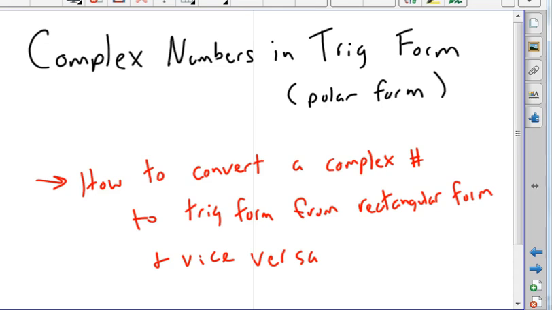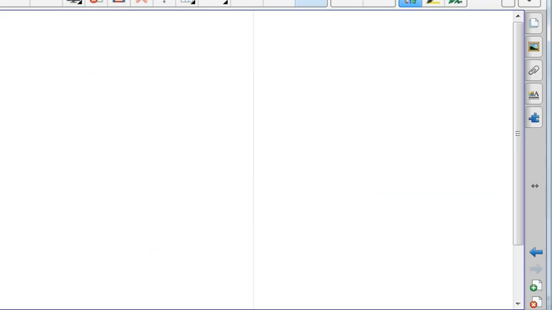Alright students, so today we're talking about complex numbers in trig form, also known as polar form. Specifically how to convert a complex number to trig form from rectangular form and vice versa. So going back and forth, we're going to look at some theory, then we'll do some practice problems.